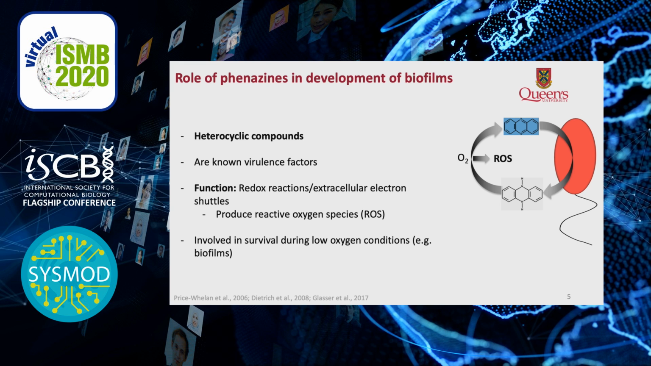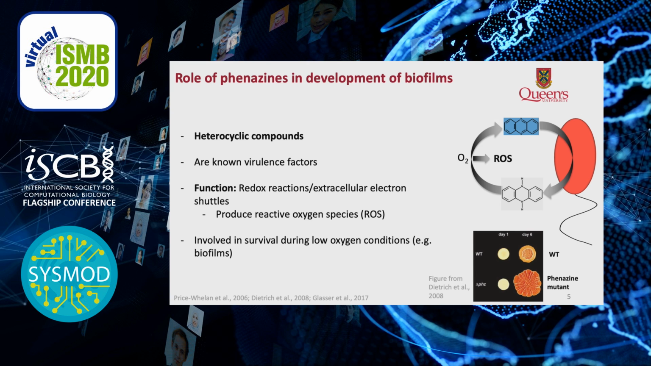The extracellular electron shuttle has been proposed to be involved in the survival of Pseudomonas during hypoxic conditions, such as those encountered within biofilms. In fact, phenazine mutants show different colony morphology compared to that of the wild type, as can be seen in the figure here. Phenazine mutants produce wrinkly colony phenotype, whereas wild type produce smoother colonies.